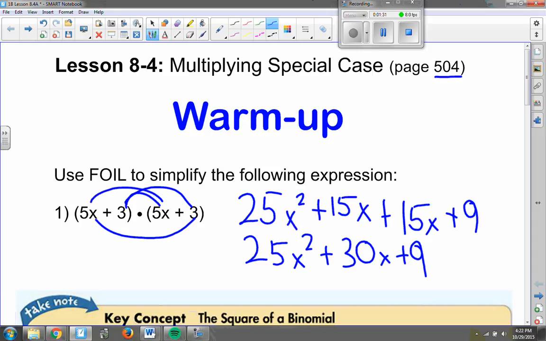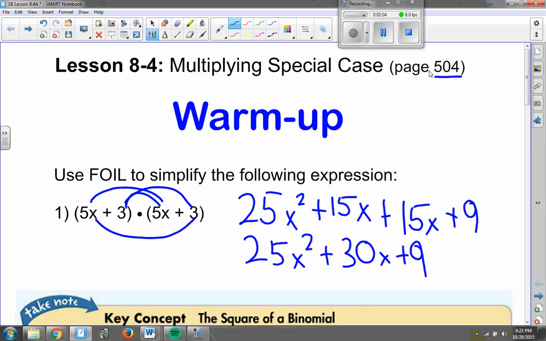That's what that equals. Now, hopefully by now, the FOIL method is very familiar to you. You know how to use it, you know what the acronym stands for. The only difference here that I want you to notice is in number 1 of this warm-up, or the only warm-up problem, I should say, I am asking you to multiply the same thing times itself, right? 5x plus 3 and 5x plus 3 are exactly the same thing.